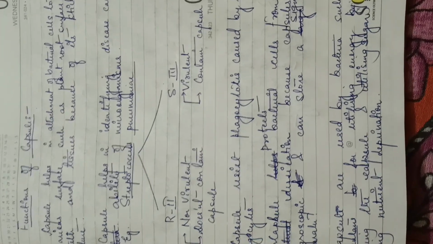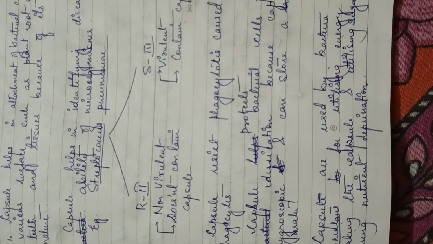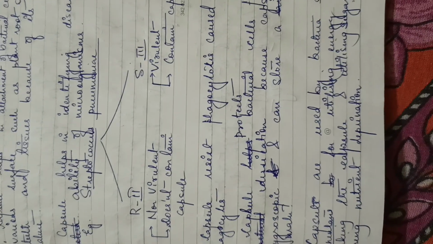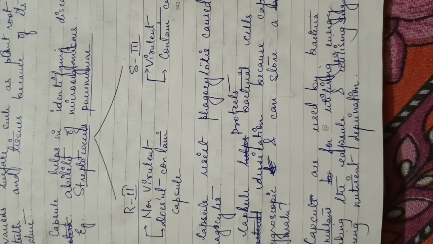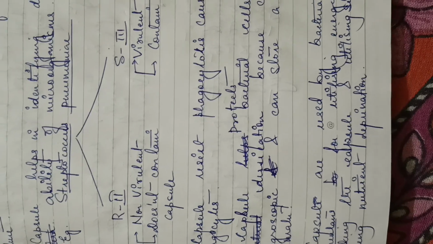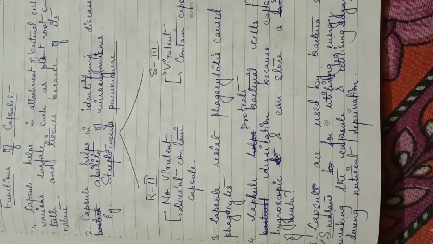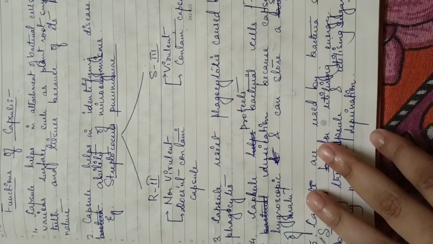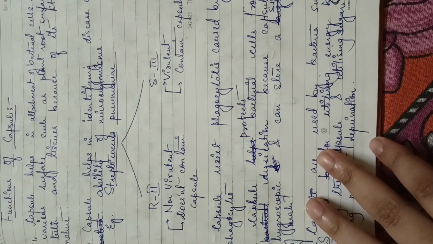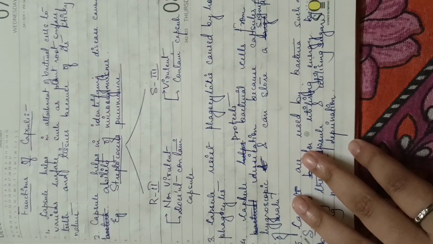One example, if you take Streptococcus mutans, it causes dental caries. What is dental caries? Caries is basically our dental cavity. It binds tightly to the human teeth like a cemented material with the help of its capsule. So this is the first function of the capsule.